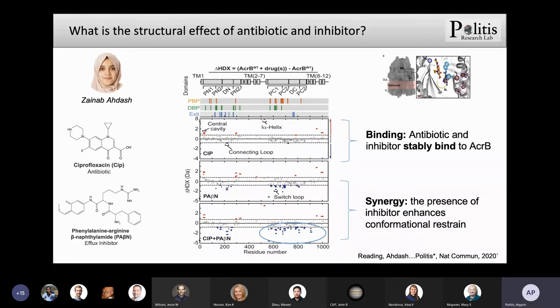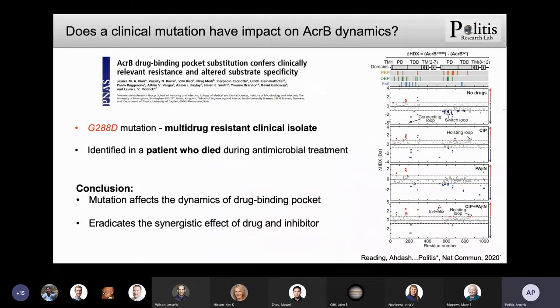The next step was to look at a clinical mutation that has been identified before, G288D, which is a multidrug-resistant clinical isolate. It was identified in a patient who died during antimicrobial treatment. So we carried out experiments again on the mutant, comparing the antibiotic, the inhibitor, and the synergy of those two. We can see in this case that when we have the synergy of both the antibiotic and the inhibitor, there is not the conformational restraint that we saw previously, and we have more red regions, which means there is more conformational flexibility. This eradication of the synergistic effect between the drug and the inhibitor can explain the outcome in the patient during the antimicrobial treatment.